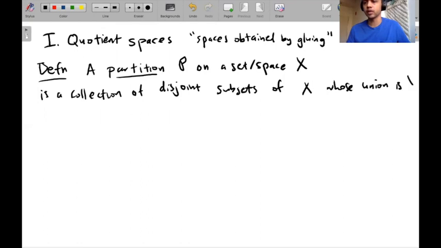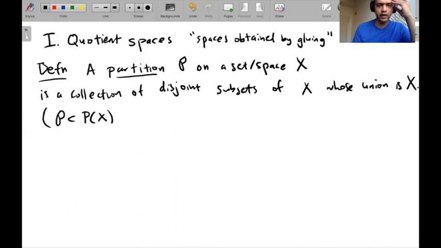is X. Okay, so it's a way to write a set, or we'll only be thinking about spaces, as a disjoint union of subsets. So this P, technically you could think about it as a subset of the power set of X. It's a collection of subsets. So let's see some examples.